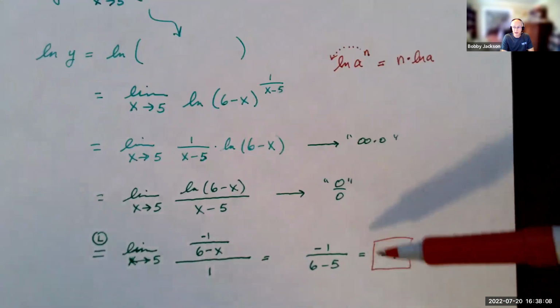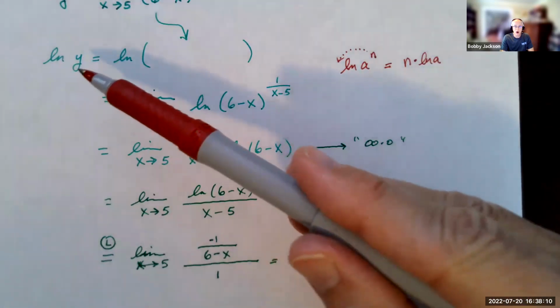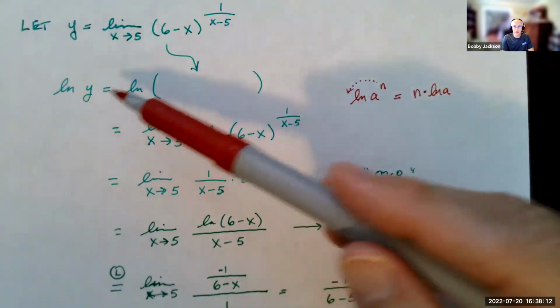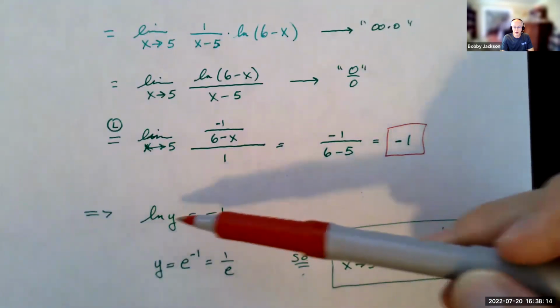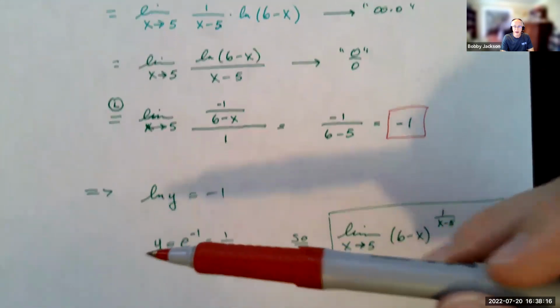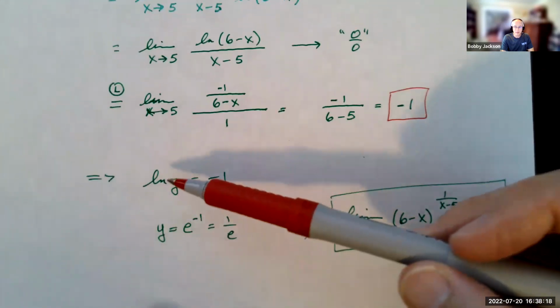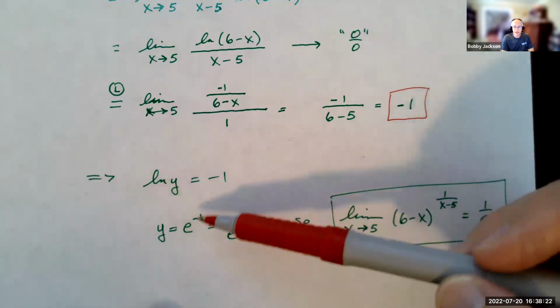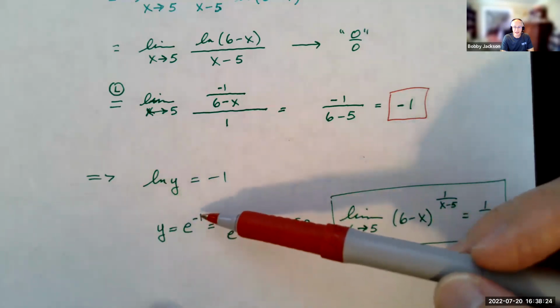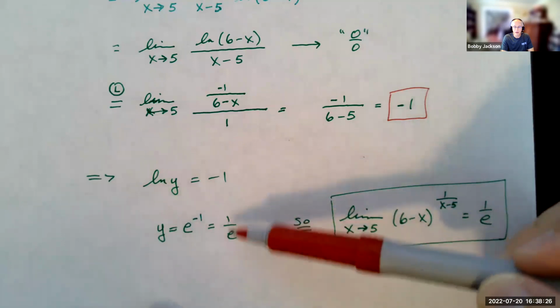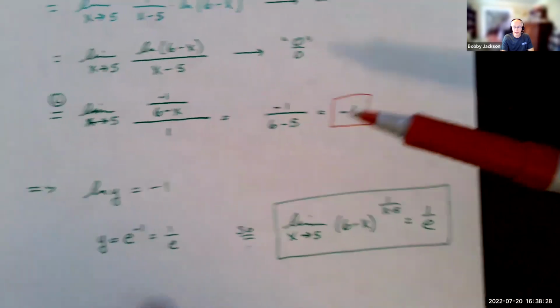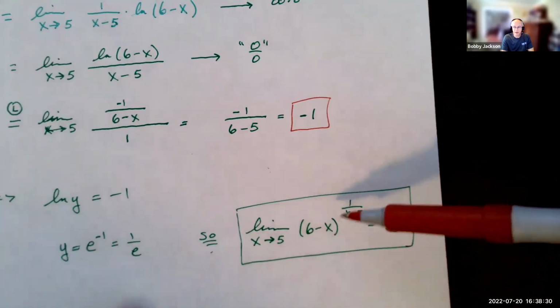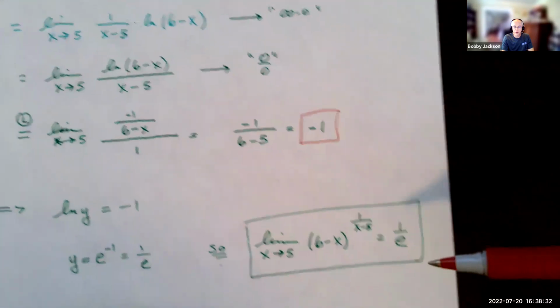Keep in mind, this is actually not the limit. This is the natural log of the limit, right? The limit was y. This is the natural log of our limit. So the natural log of y is -1. That means what? y is e, right? The natural log is base e, and natural log of y being -1, that's the exponent. So y is e to the -1 power, or 1 over e. Okay. And so our limit as x approaches 5 of the original expression is 1 over e.